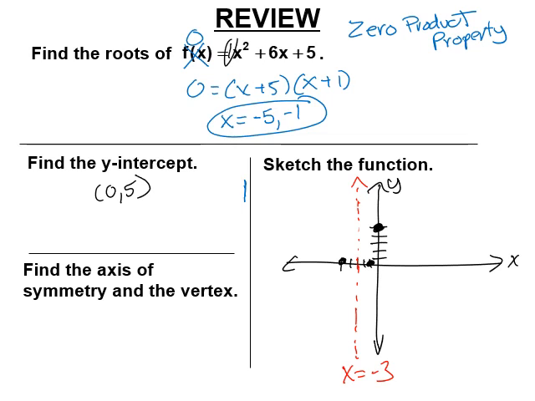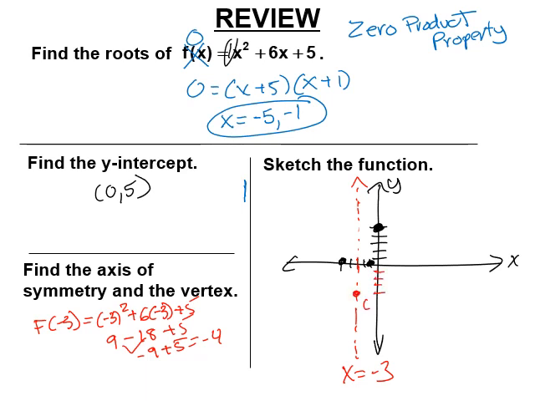So the vertex must be where f of -3 is. So we have to do f of -3. That's (-3) squared, plus 6 times -3, plus 5. (-3) squared is 9. 6 times -3 is -18, plus 5. Order of operations: 9 minus 18 is -9. -9 plus 5 equals -4. Therefore, the vertex, the lowest point in this case, is at (-3, -4). That is the vertex.